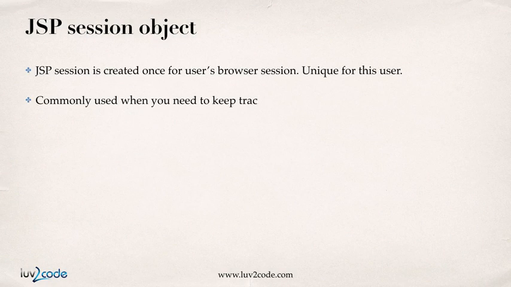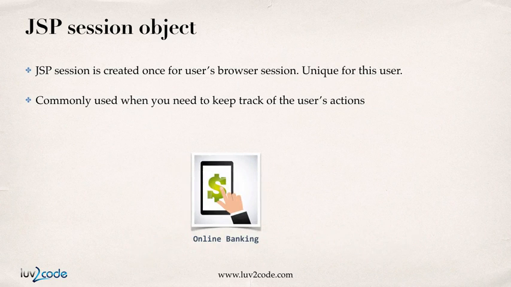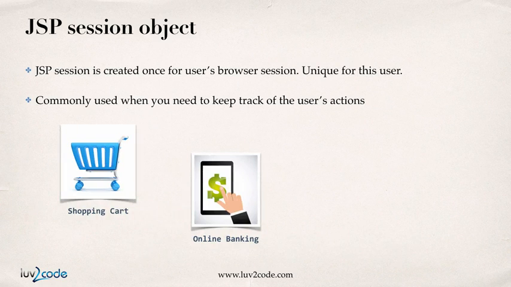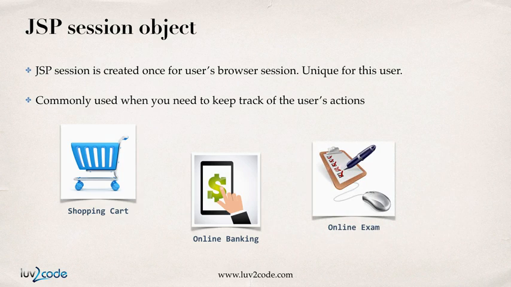All right, so what exactly is the JSP session object? Well, the session object is created once for a browser session and it's unique for a given user. So you commonly use this to keep track of a user's actions. Think of an online banking application, a shopping cart application, or an online exam application. For every user accessing the web application, you need to keep track of those unique actions specific to that given user. That's the idea of a session. I always say, think of a session as a shopping cart for a unique user.